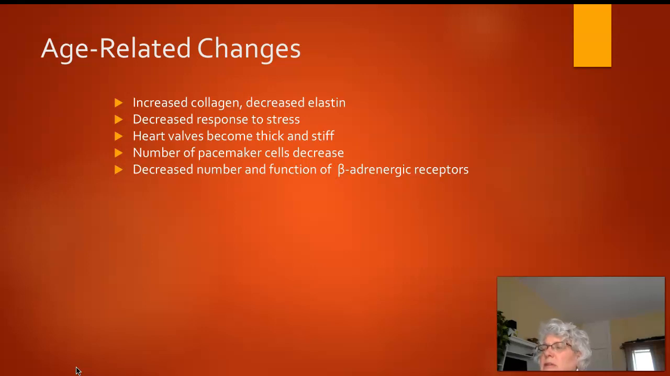The number of pacemaker cells in the SA node, so this is referring to the conduction of the heart, the electrical activity of the heart, decreases by quite a bit with age. And that makes people who are older more at risk for dysrhythmias and EKG changes.